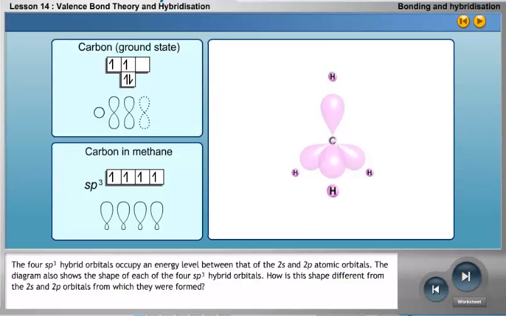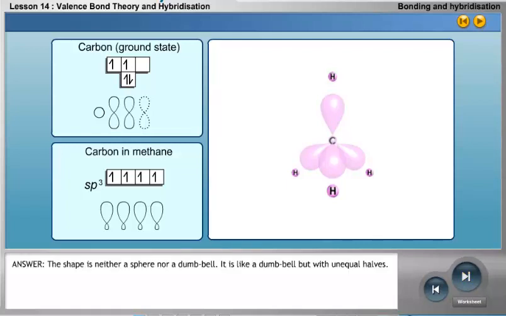The 4 sp3 hybrid orbitals occupy an energy level between that of the 2s and 2p atomic orbitals. The diagram also shows the shape of each of the 4 sp3 hybrid orbitals. How is this shape different from the 2s and 2p orbitals from which they were formed? Answer: the shape is neither a sphere nor a dumbbell. It is like a dumbbell but with unequal halves.